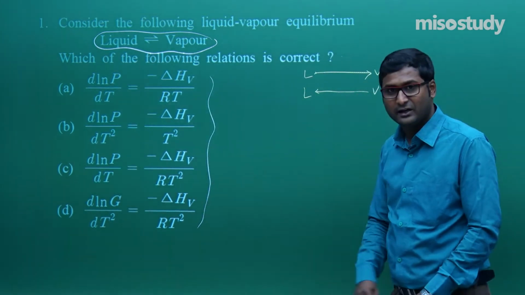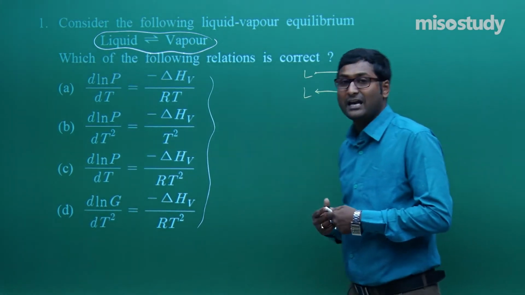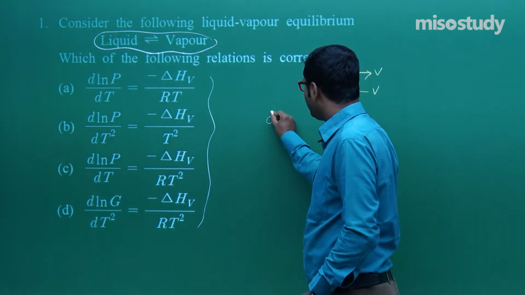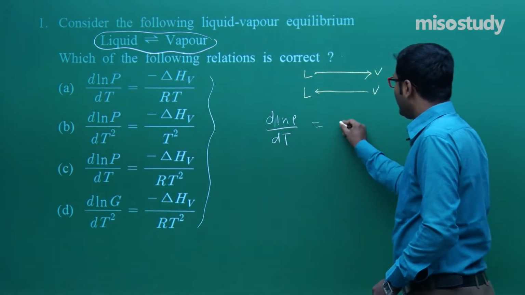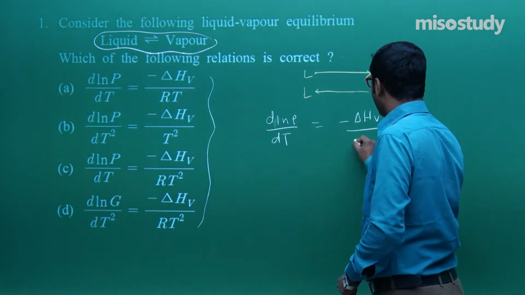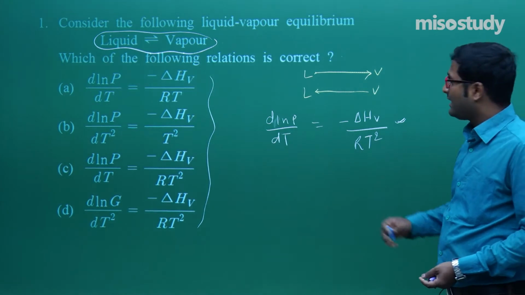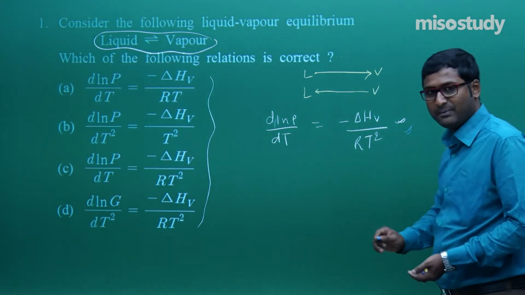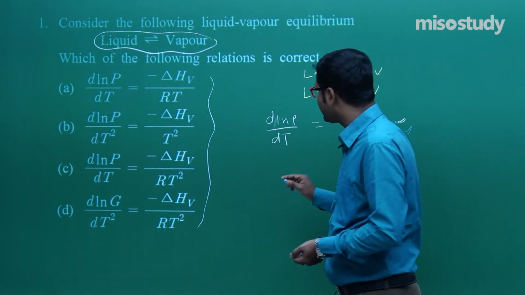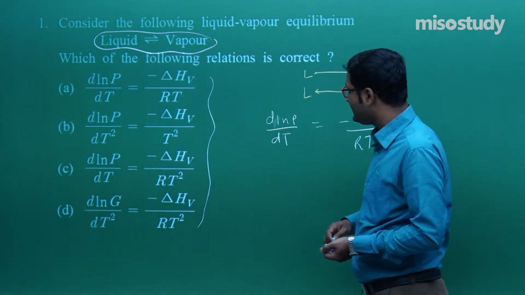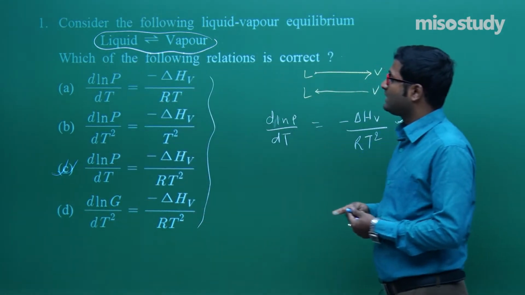This is the Clausius-Clapeyron equation, and now find out what the actual Clausius-Clapeyron equation is. We know that d ln P upon dT is equal to minus delta Hv upon RT square. For such an equation, if anyone asks you what the correct relation is, that is the Clausius-Clapeyron equation, as I have discussed during my theory lecture. So now find out which one is the correct option. That is d ln P upon dT is equal to minus delta Hv upon RT square. So option C is correct.